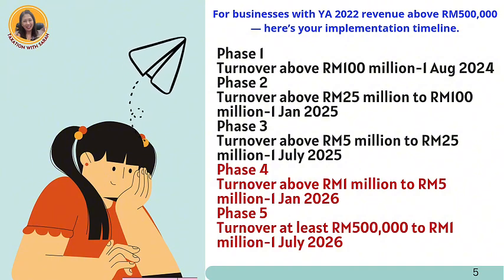Phase 4. Turnover above RM 1 million to RM 5 million on the 1st of January 2026. Phase 5. Turnover at least RM 500,000 to RM 1 million on the 1st of July 2026.